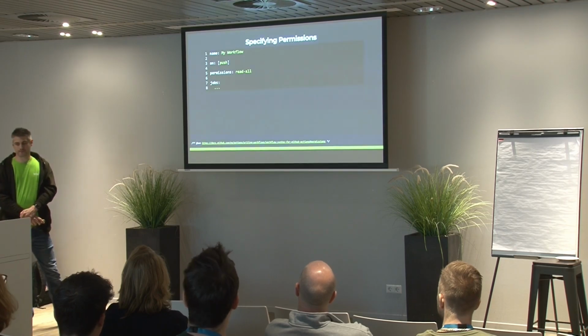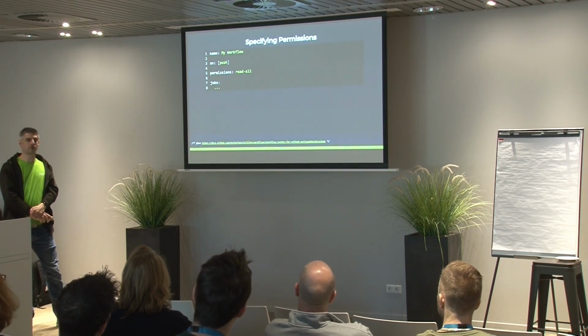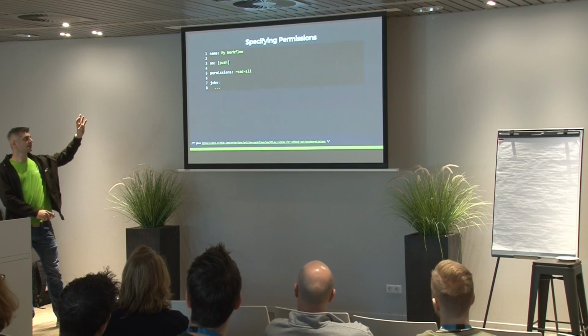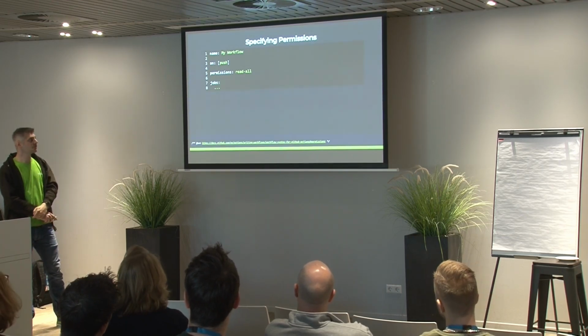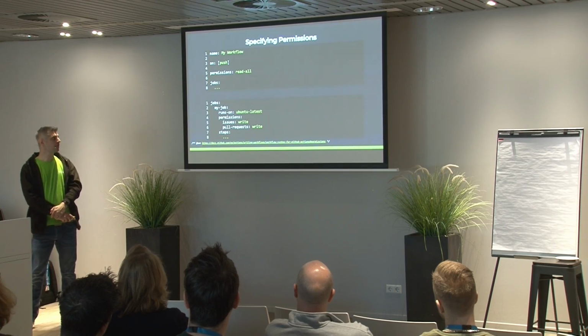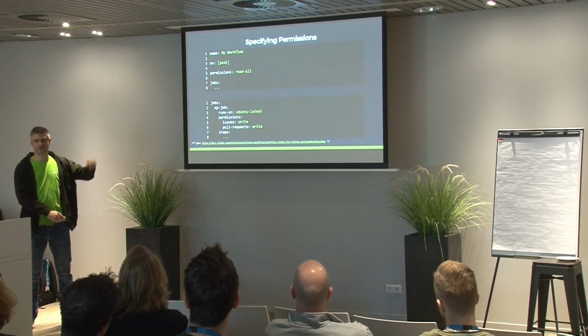You could specify the permissions on the workflow level. So this is the entire workflow file. So this is the root. We have the name and then the event, and then we have permissions. Or you can do that on a job level. So this is just a fragment of the file.